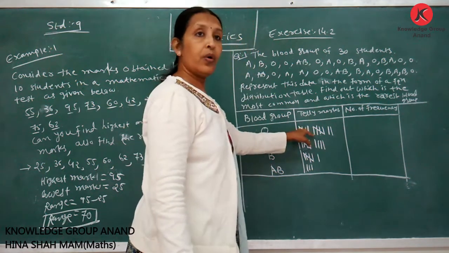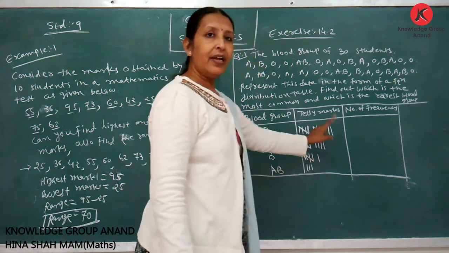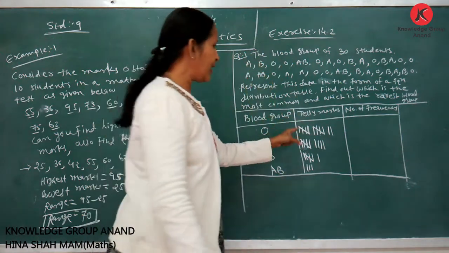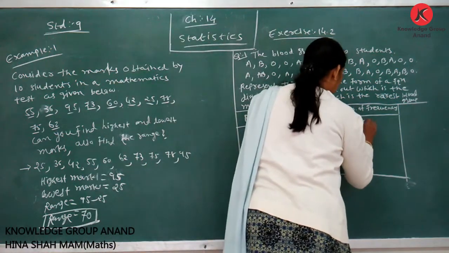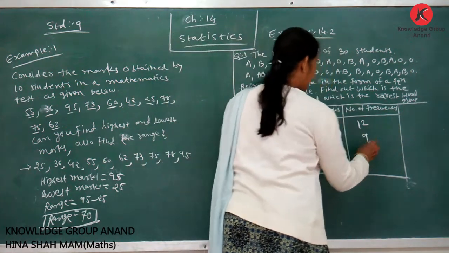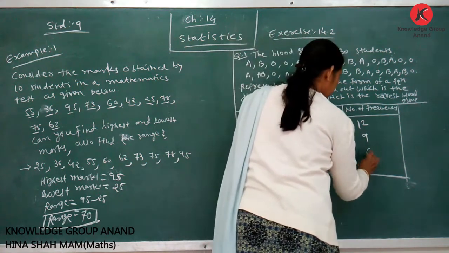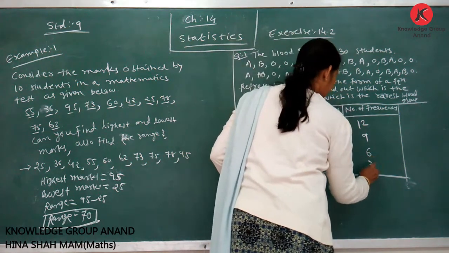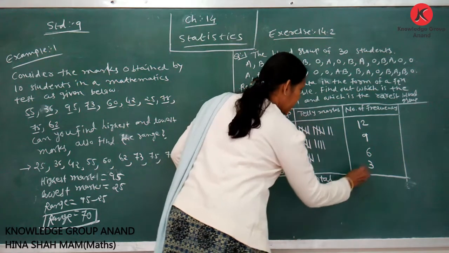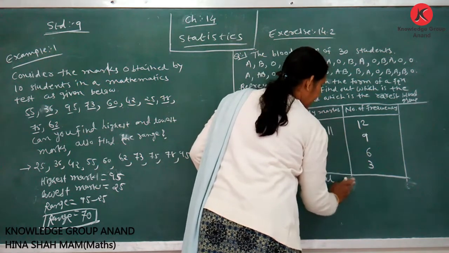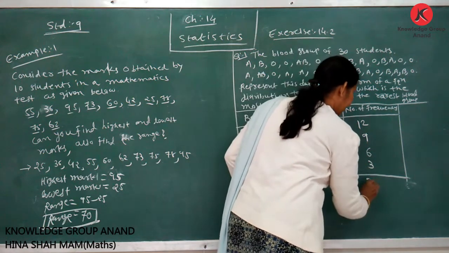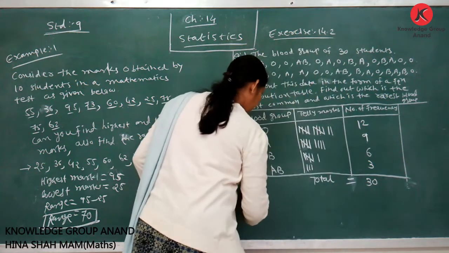Here O: how many? 5, 5, 10 and 2, 12. We calculate easily: 1, 2, 3, 4 and 5. It is a bunch of 5. Therefore we write 5, 5, 10 and 2, 12. Then 5 and 4 is 9. 5 and 1 is 6, and 3 for AB. Total how many? 12 and 9 is 21. 21 and 6 is 27, and 3 is 30. Total 30 students.